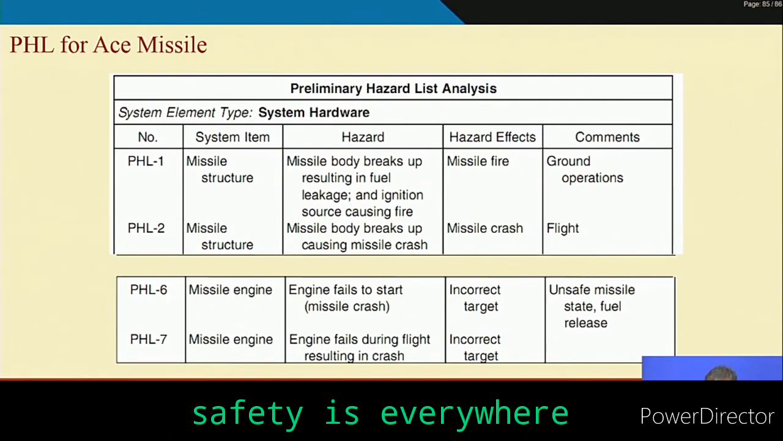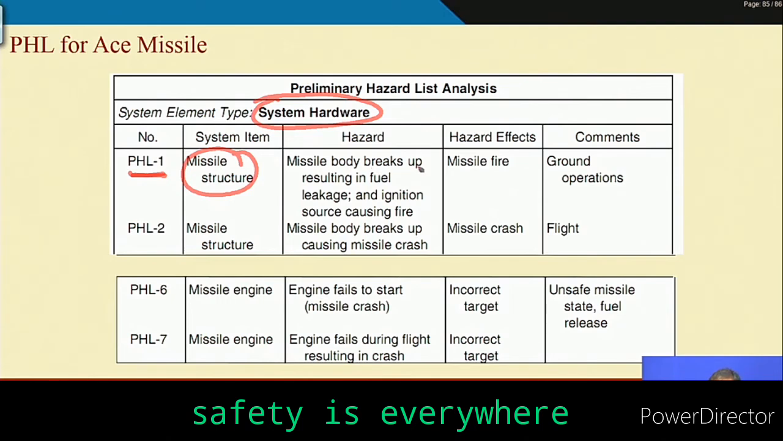The documentation part. You see, system hardware is the system element type. That means you first go through hardware, then software, humanware, environment, so many things will be there. So, hardware: system missile structure, this is my list 1.